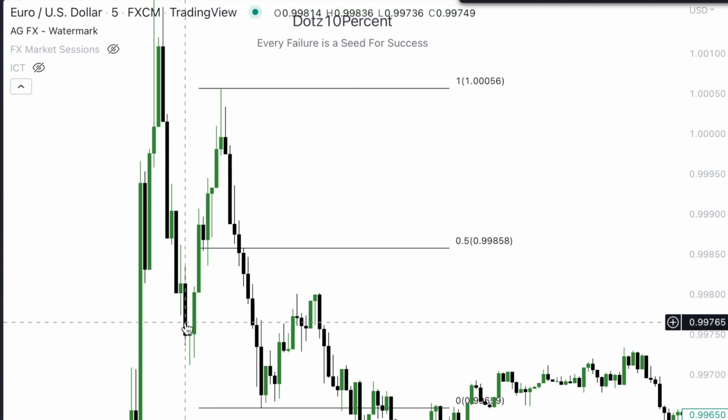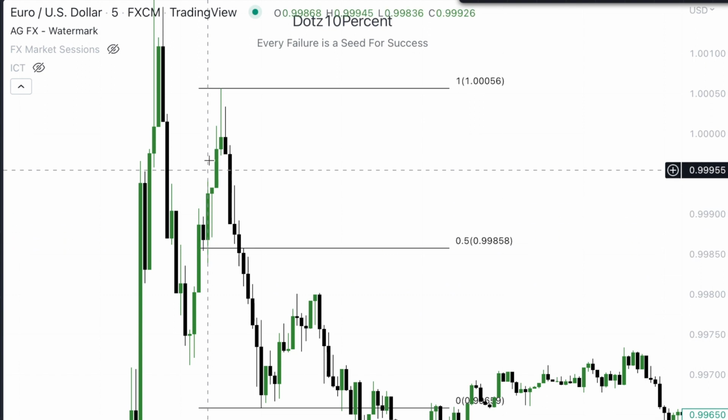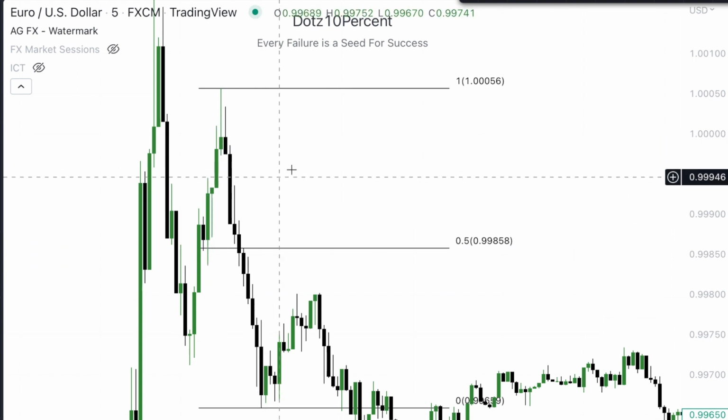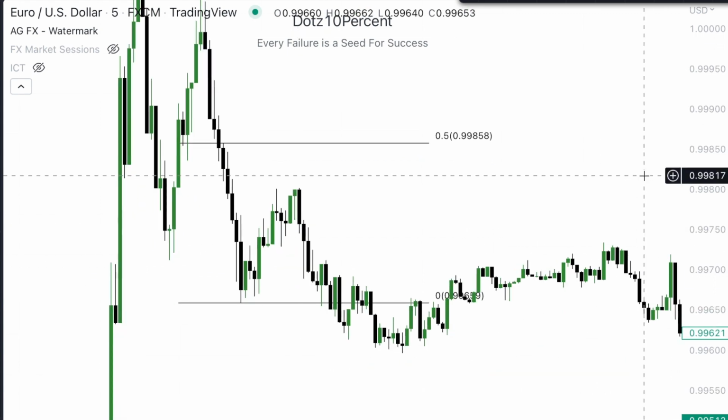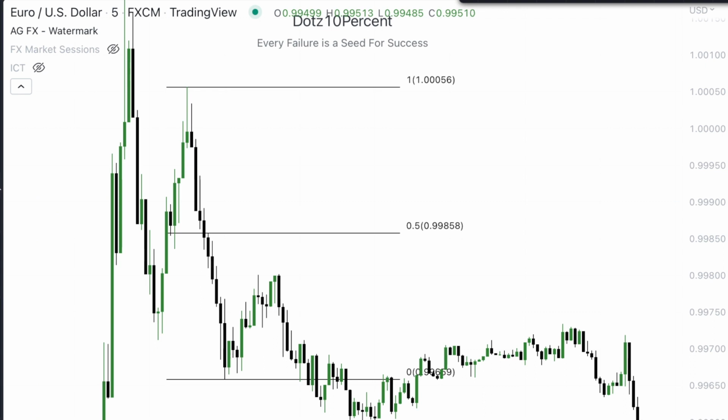So now I've told you guys, we have a mitigation block here. You know what a mitigation block is. You also know that this is the order block and this is the fair value gap. Now it's like, which one do you use to set a trade? Think about it. Let's say you decide to take this mitigation block. You enter here.